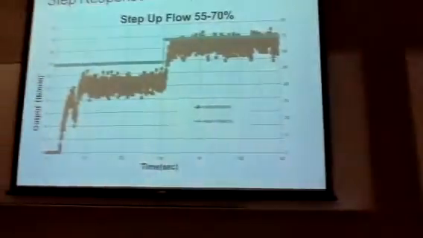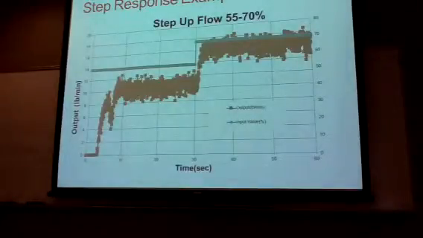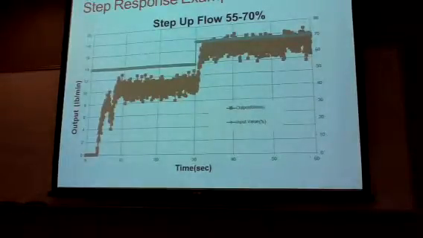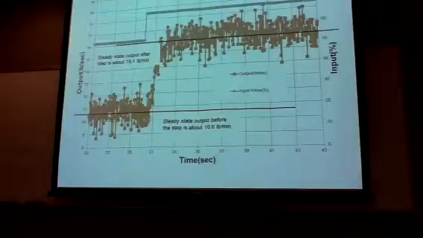So here's an example for 55 to 70%. So you can see where the input is the blue line and the brown line is the output, or the brown blob, I should say. Here's some more. Shows the size of the step. So we get about 6 pounds per minute increase from 15% increase power in this case.